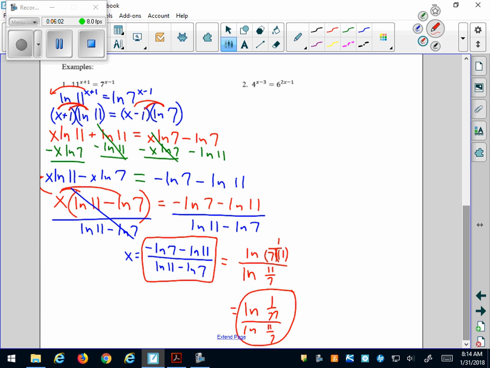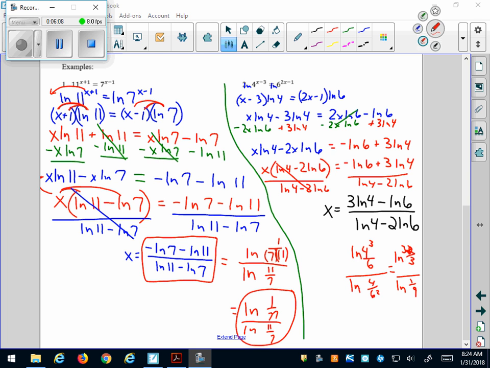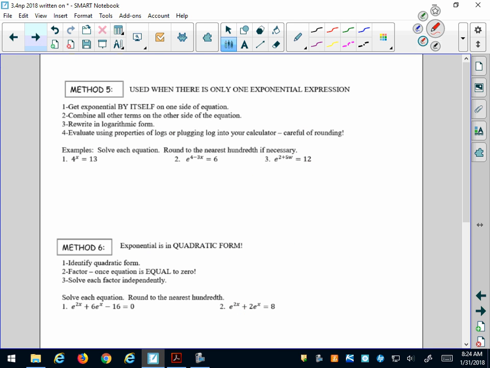All right, you guys want to try number 2? Oh, yeah, try number 2. Follow the steps. All right, so there's that one worked out. Let's go to the next method. Method 5.